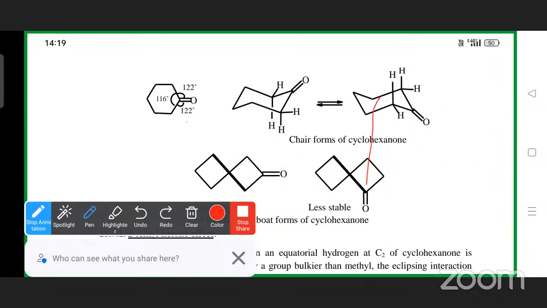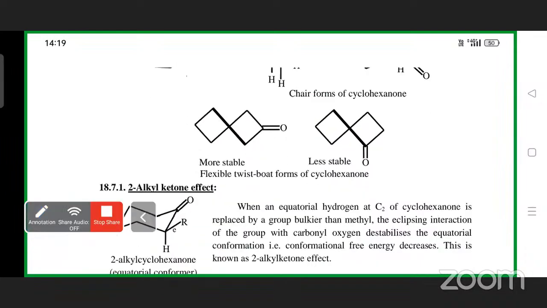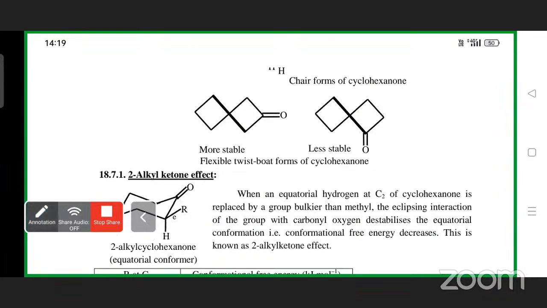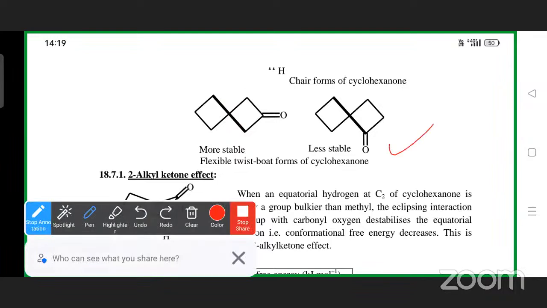So the twist boat is more stable, and here in this conformation you can also see that this carbonyl group is nearer to this carbon-carbon single bond. So it is somewhat facing some steric repulsion, so it is less stable here.